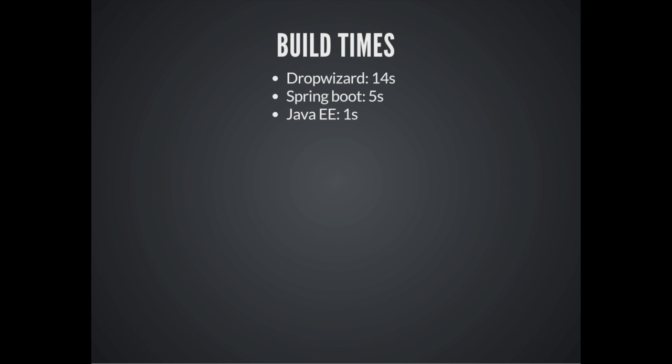Build times are also quite low, with Dropwizard being the slowest. Java EE is this fast only because what I'm building here is a war, not a jar file. I will talk about that a bit later. But they're still quite small for all cases, and well, these are times from this machine, which is quite powerful.